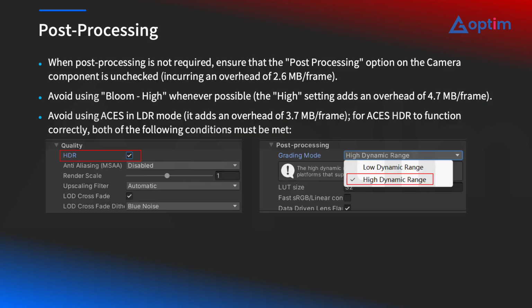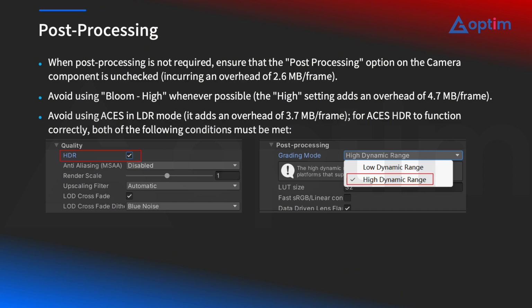Whether ACES follows the HDR path in URP depends on two conditions. First, HDR must be enabled in the quality settings of the URP asset. Second, HDR must also be enabled in the post-processing settings. Only when both conditions are met will ACES follow the standard HDR pipeline. If it runs in LDR mode, a large portion of tone mapping computation is executed in the post-processing pass, which significantly increases shader complexity, especially on high-resolution screens, resulting in higher GPU cost. Therefore, if ACES is used, a fully enabled HDR pipeline is required. Otherwise, it is recommended to switch to neutral tone mapping to avoid unnecessary overhead.